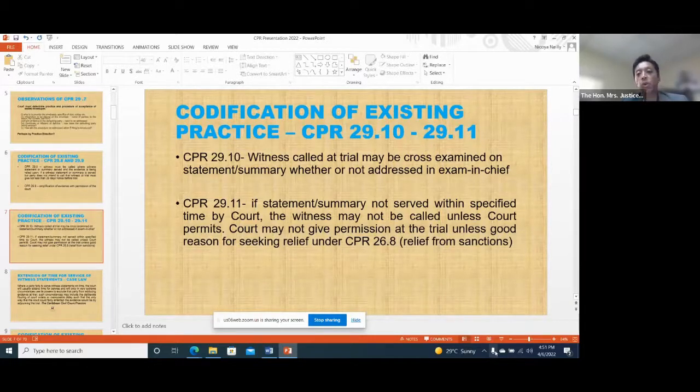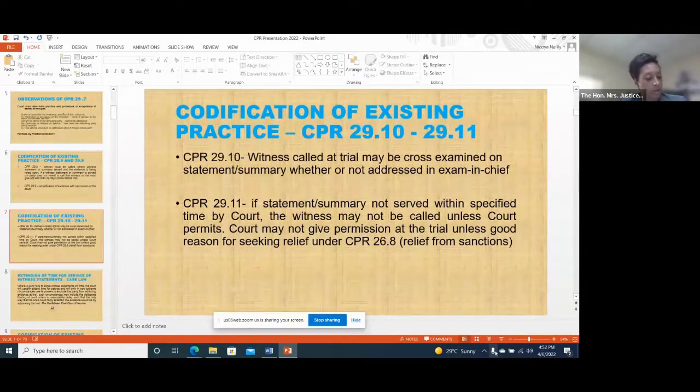29.10, witnesses called at trial may be cross-examined, whether or not addressing examination in chief. 29.11 may be something to consider taking a real look at, because if a witness statement or witness summary is not served in respect of an intended witness within the time specified, so you have that scenario that we just talked about in 29.7, where I serve the defaulting party and they still never serve me, then 29.11 says the witness may not be called unless the court permits. And the court may not give permission at the trial unless the party asking for permission has a good reason for not previously seeking relief under Rule 26.8, which is the relief from sanctions.